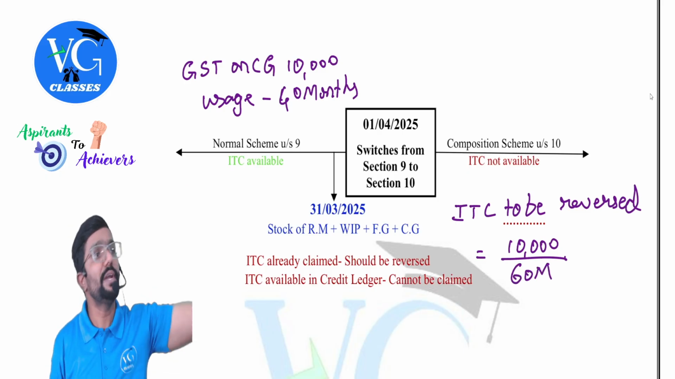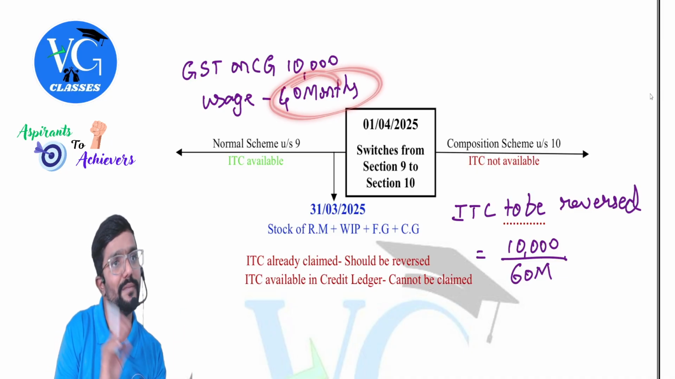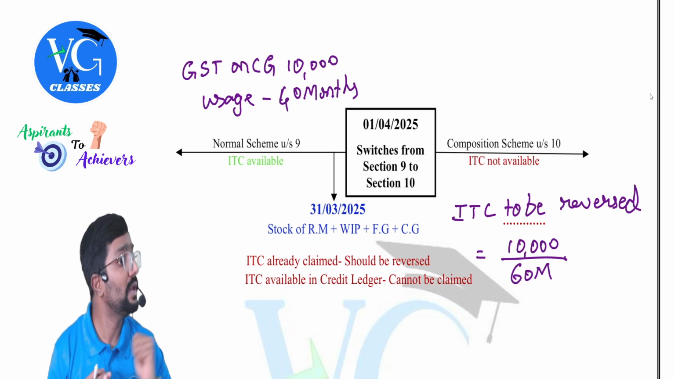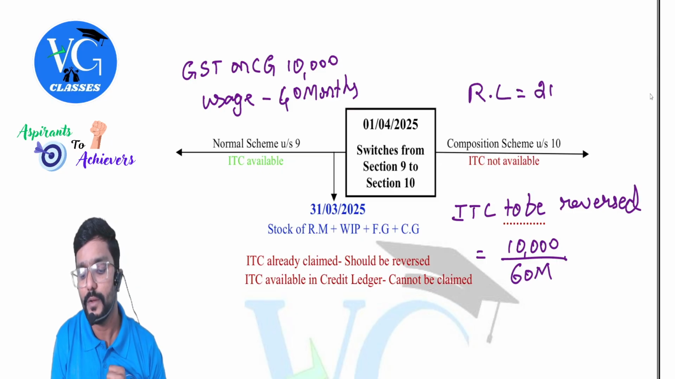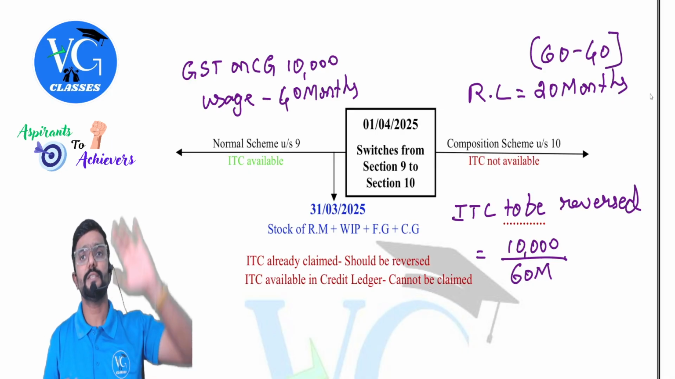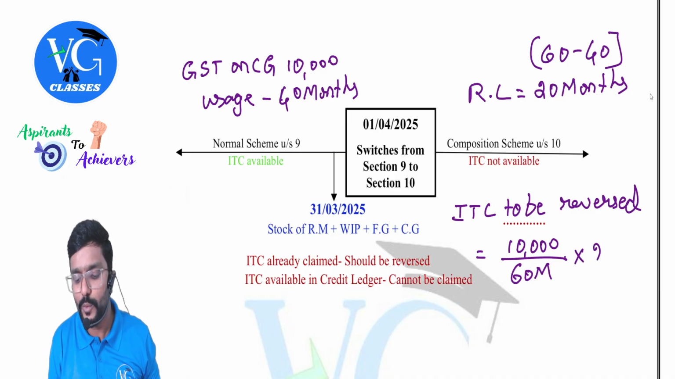For how many months has it already been used? 40 months. Now you tell me, for 40 months, was credit available or not available? Available. That means the remaining life is how much, people? The remaining life is 20 months. How did we get 20 months, sir? 60 minus 40. Did you get it? So how much has to be reversed is only for 20 months. Calculate.